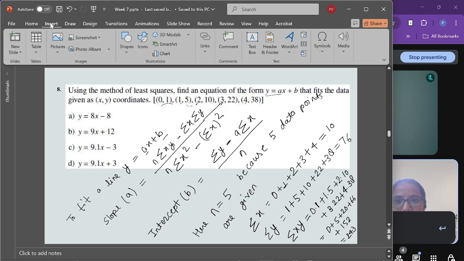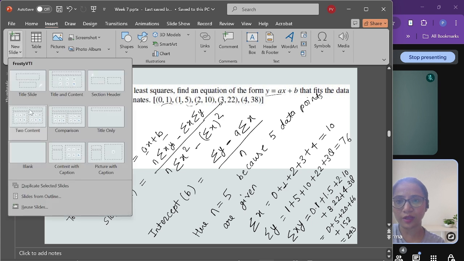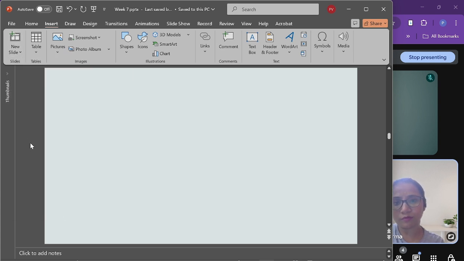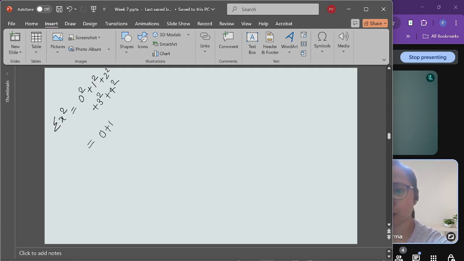So I'm taking a new slide so that we can calculate the other values also. Now we need to calculate summation of x square also. So you will get 0 square plus 1 square plus 2 square plus 3 square plus 4 square, right? So here you will get 0 plus 1 plus 4 plus 9 plus 16. So here you will get the total 30.